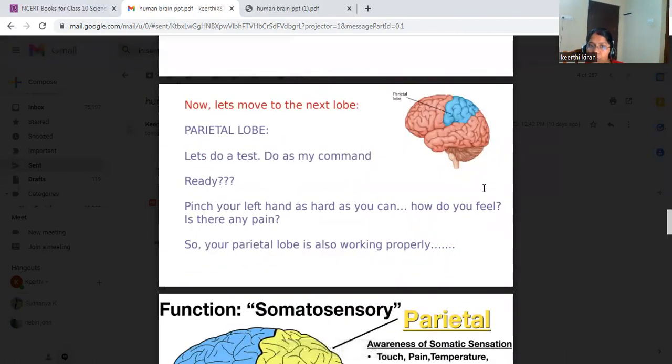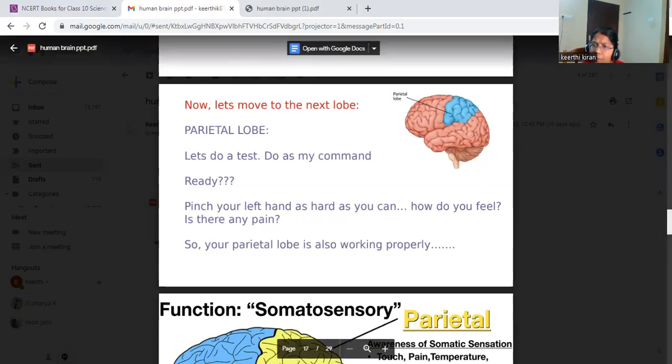Okay, so let's do a test. With one hand, just pinch your other hand. You can use your right hand and pinch your left hand as hard as possible. So what do you feel? You feel really painful. So that means your parietal lobe is also working.